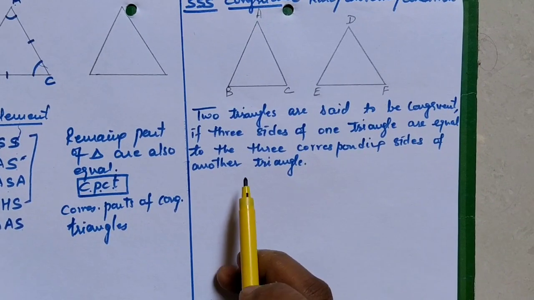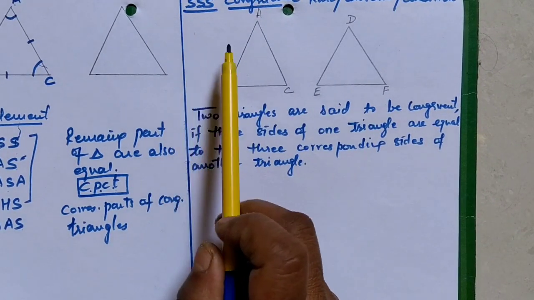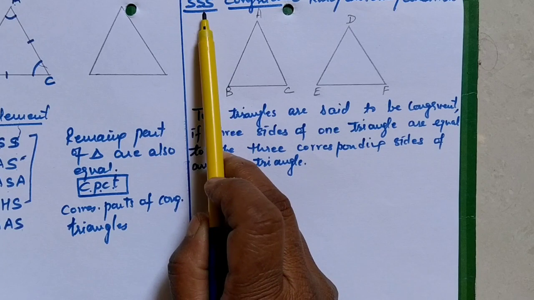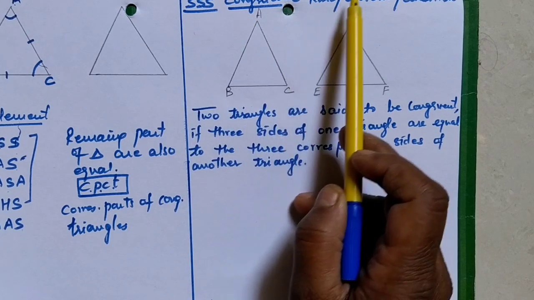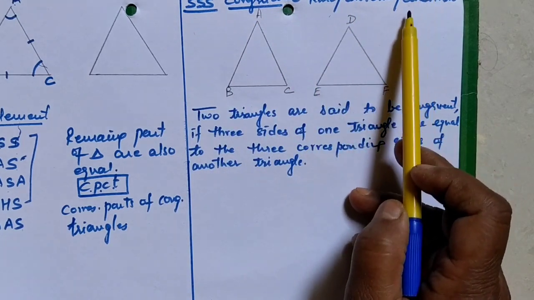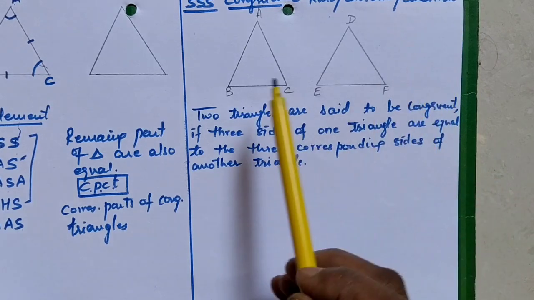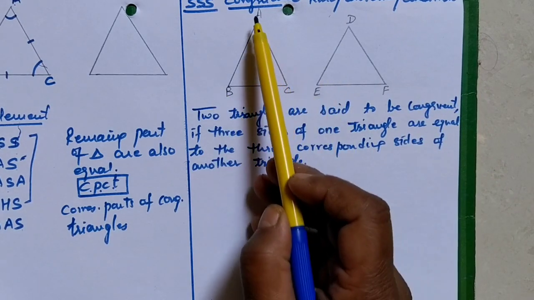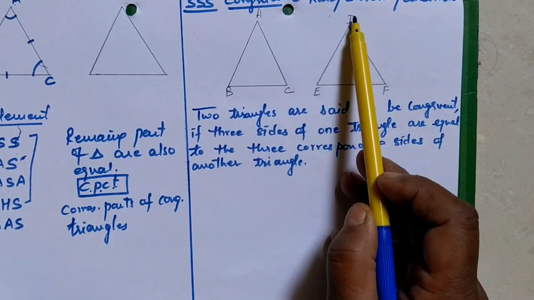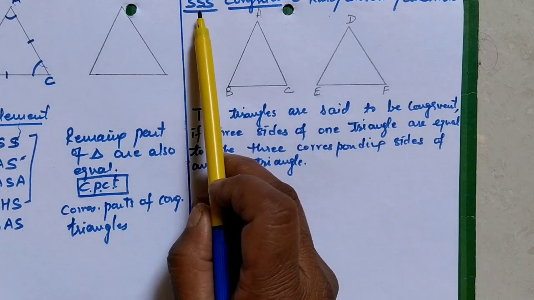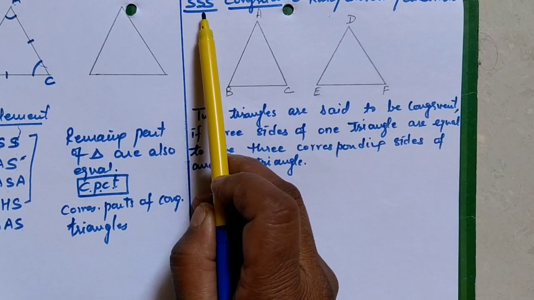Let me explain the first theorem, or we can say congruence rule, the SSS congruence rule, or you can say congruence criteria, or congruence condition. So here we have two triangles, triangle ABC and triangle DEF. What is actually the statement of the SSS?